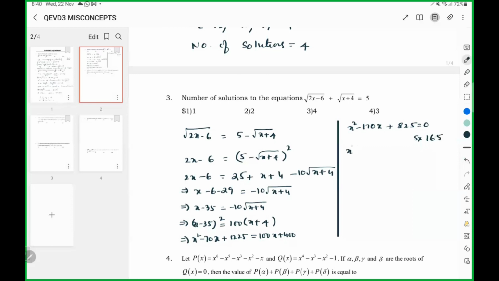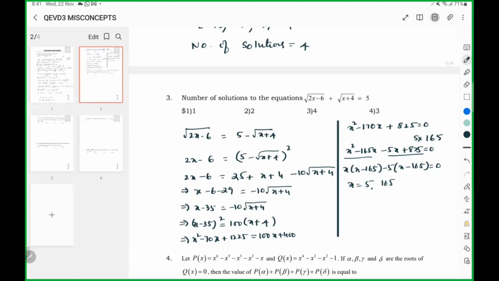So we get here 165x minus 5x plus 825 equals 0. X, if you take x is 5 or 165. But we can't say two solutions.